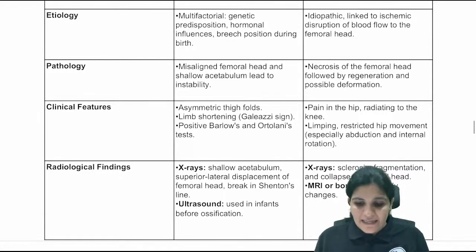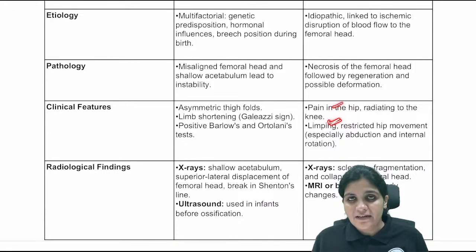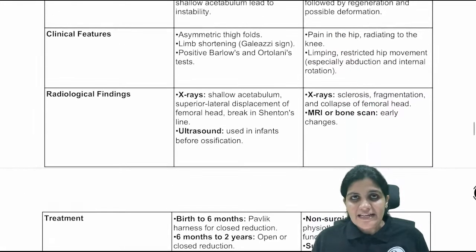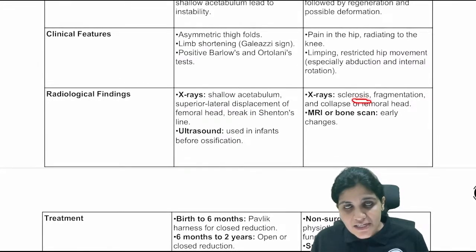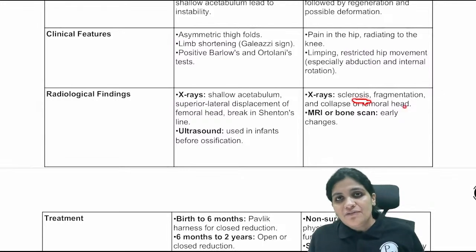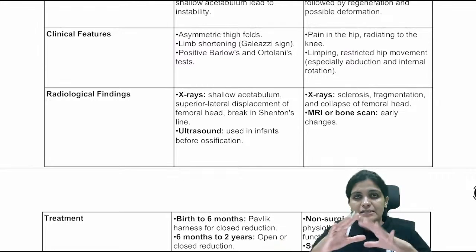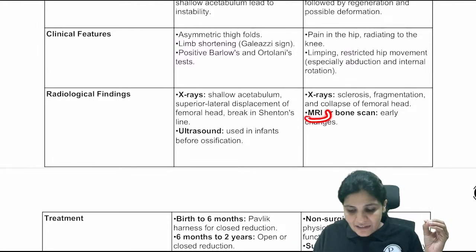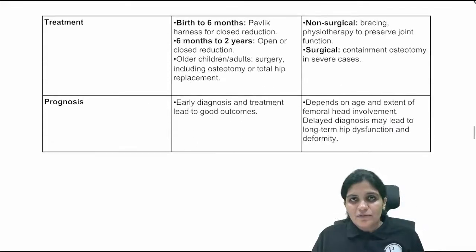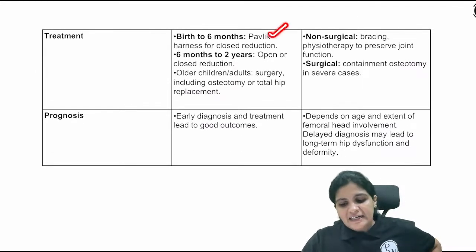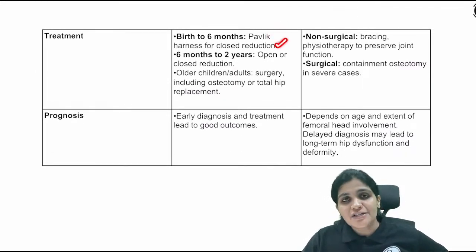This we have learned, that asymmetric folds and Galeazzi sign are seen in DDH. In Perthes you see pain sometimes, which is radiating to the knee, but it is usually a painless limb, and abduction and internal rotation are restricted. In DDH the X-ray shows a shallow acetabulum; all this we have seen. In Perthes, on X-ray you can see sclerosis, that is increase in density, fragmentation, and sometimes a collapse of the femoral head, that means coxa plana. And the investigation of choice to identify it is, right? And then treatment for DDH: 6 months Pavlik harness. First try closed reduction, then go for open reduction, and in older children it is osteotomy.